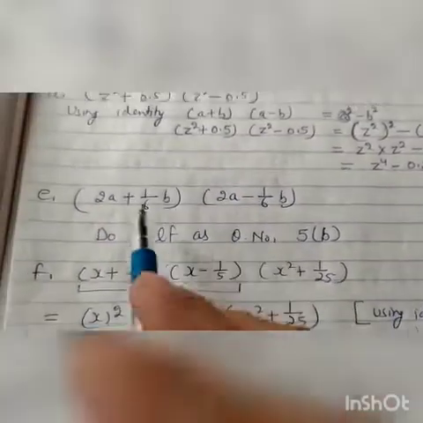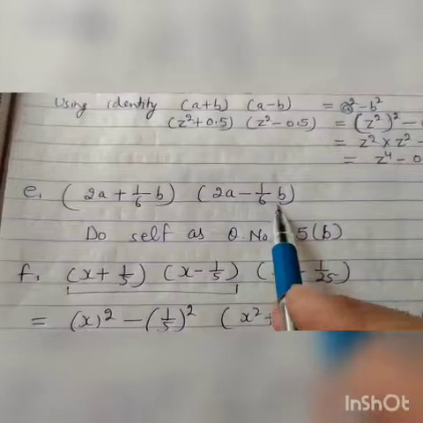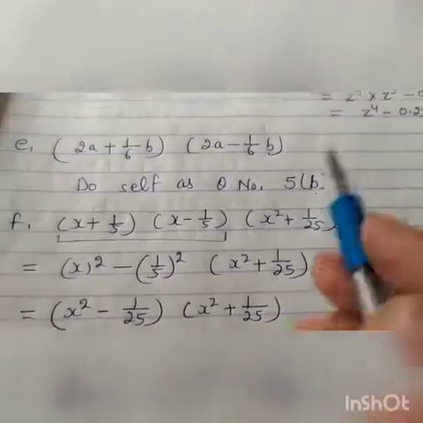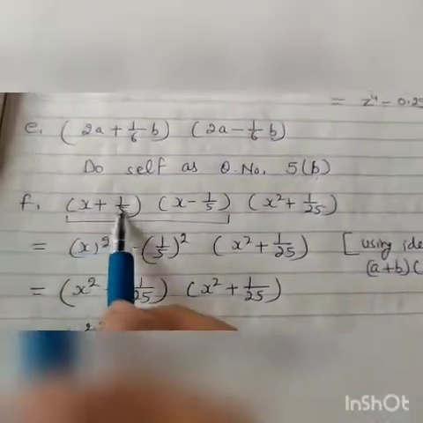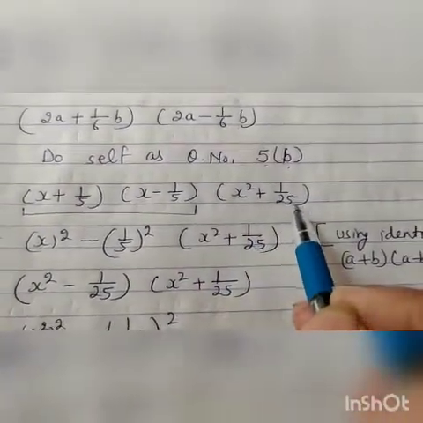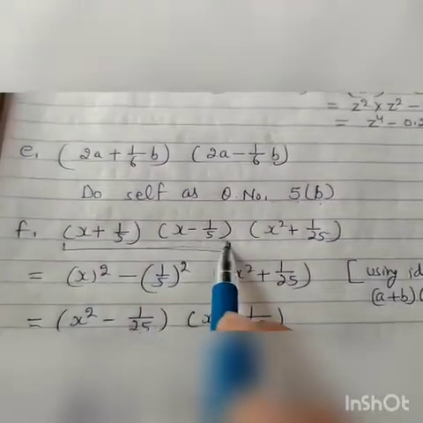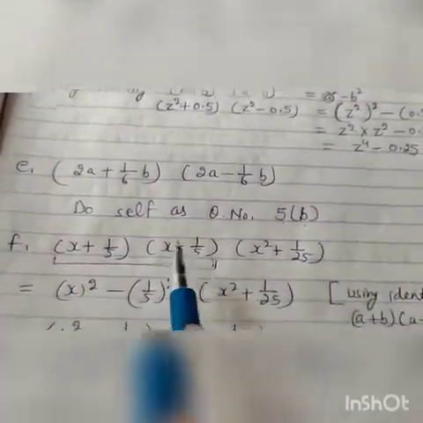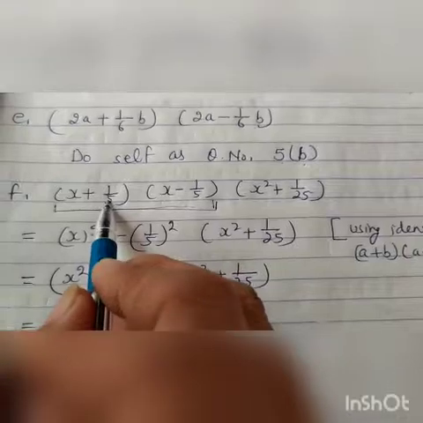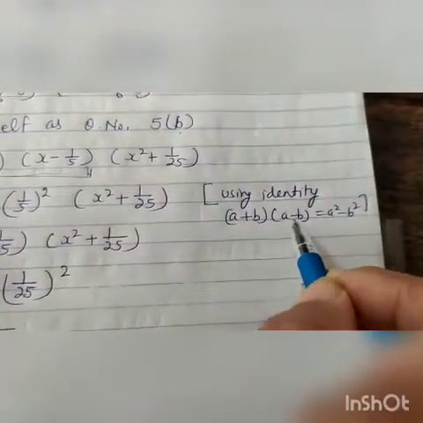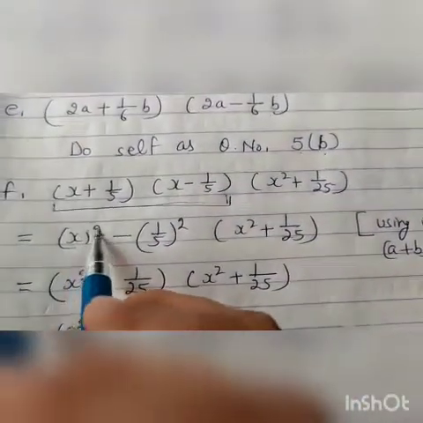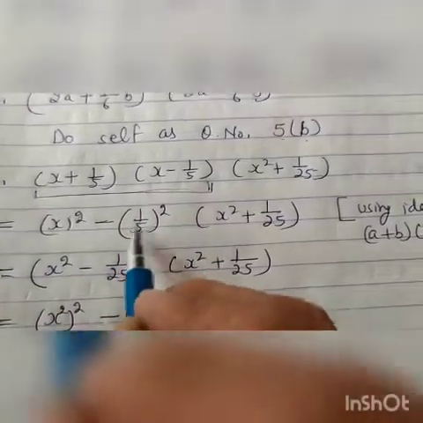Next, E part. (2a plus 1 upon 6b)(2a minus 1 upon 6b). Do it yourself as question number 5b part. Next, F. See here. (x plus 1 upon 5) multiplied by (x minus 1 upon 5) multiplied by (x square plus 1 upon 25). First we will take only these two brackets. So we will solve these two brackets as we did 5b part. Its first term is x, second term is 1 upon 5. Again we will use the same identity, (a plus b)(a minus b) is equal to a square minus b square. So first term is x. X whole square minus second term 1 upon 5, 1 upon 5 whole square.